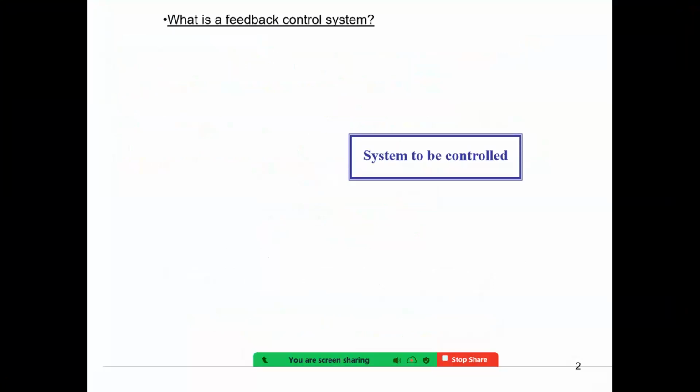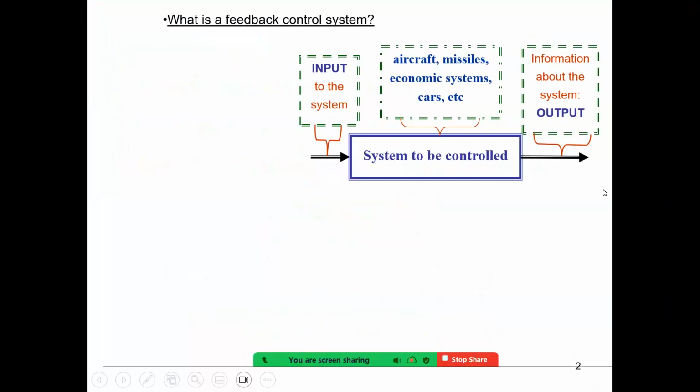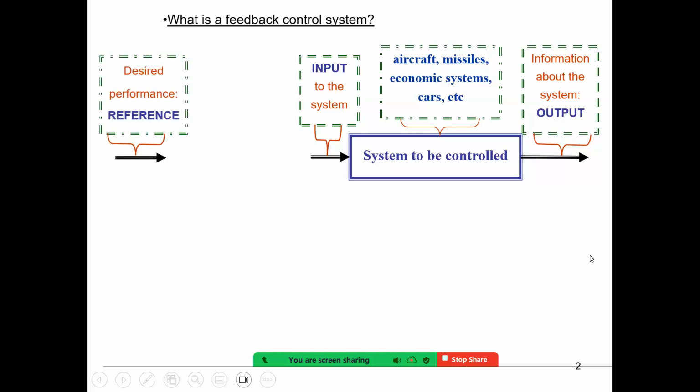You have a system, you want to change its behavior, right? You want to improve its performance. There are many examples. Normally we want to use feedback. It has a lot of advantages. It can make an unstable system stable, right? And also it can make the system more robust to disturbances.